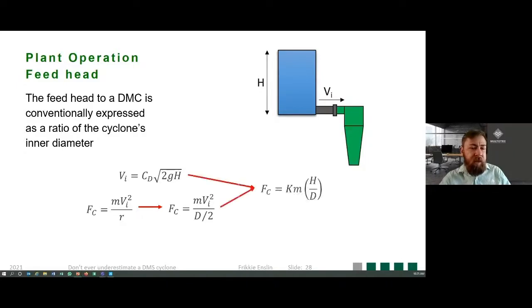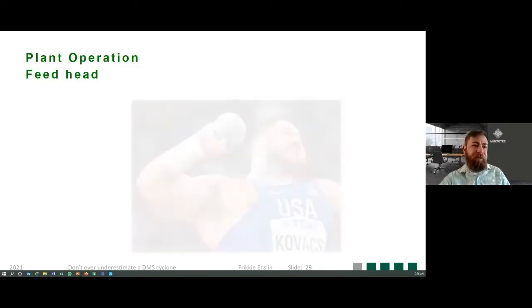If we combine these two, we get something looking like this, where K is just a constant, looking at gravity and your discharge coefficient. And then you can see there's the mass of the particle, the head, and the diameter of your cyclone. So this is now a nice way of normalizing the main force acting on each and every particle going into your cyclone. Now you can talk about it in terms of the force acting on each and every particle, independent of what the diameter of the cyclone is.